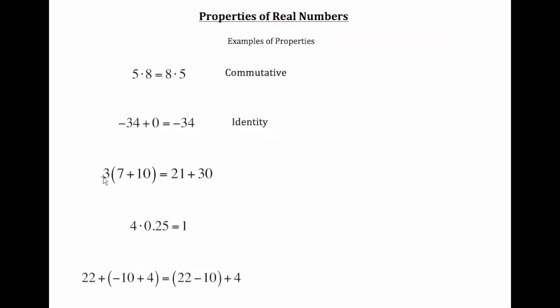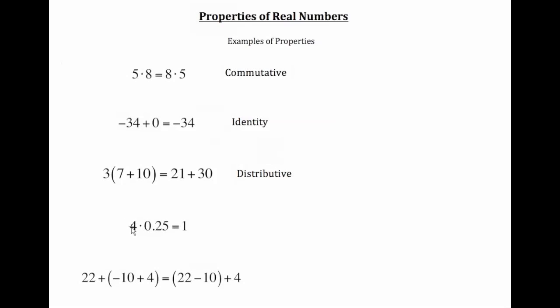Now, this third one uses multiplication and addition. For example, we have 3 times the quantity 7 plus 10, and that should equal 21 plus 30. So if you notice, 3 times 7 with distributing will give us a 21, and then plus 10 times 3 will give us our plus 30 here. So when we distribute this 3 to both of these, we'll end up getting 21 plus 30. So that would be an example of using the distributive property.